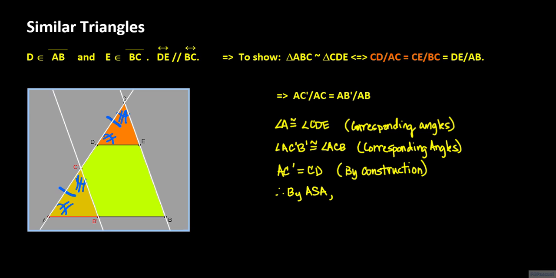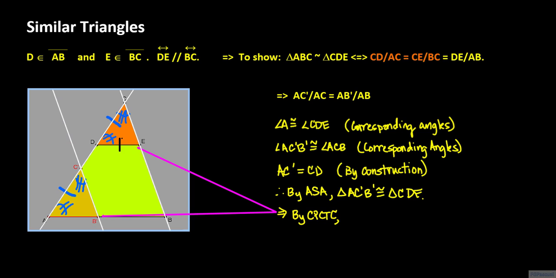And so by angle side angle, triangle AC prime B prime is congruent to triangle CDE. Because corresponding parts of congruent triangles are congruent, or by CPCTC, the length of DE is equal to the length of AB prime.